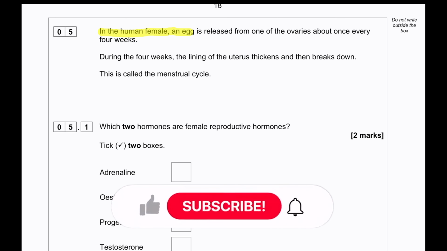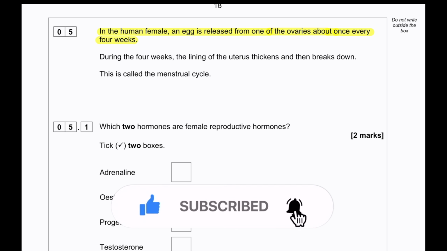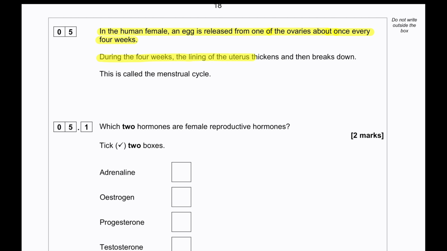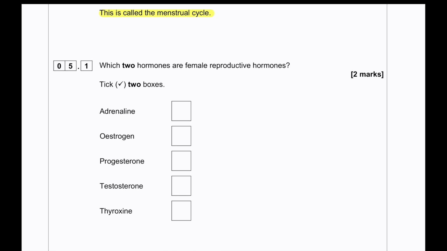In the human female, an egg is released from one of the ovaries once every 4 weeks. During the 4 weeks, the lining of the uterus thickens and then breaks down. This is called the menstrual cycle. Which two hormones are female reproductive hormones?